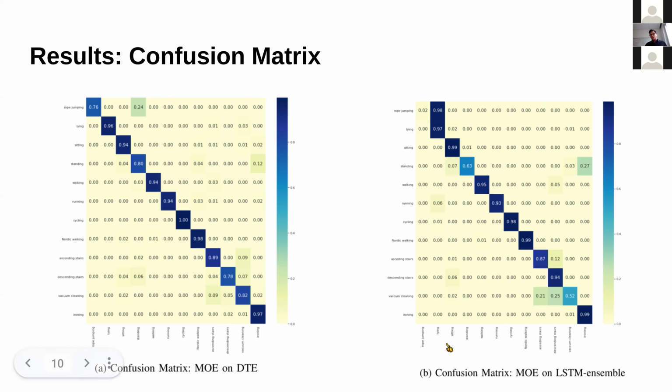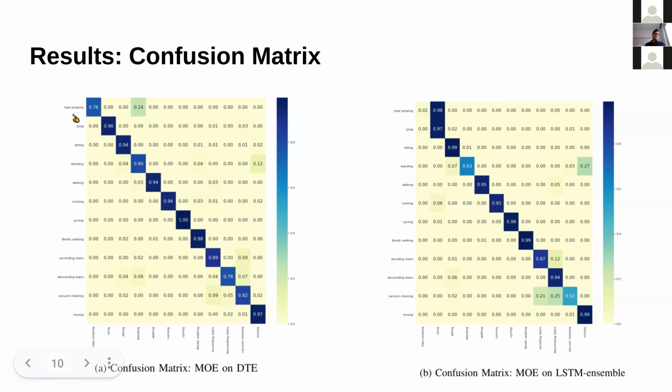So we can see that when we run this mixture of experts framework on a simple LSTM ensemble, which does not take into account the temporality, we cannot really do very well on rope jumping and the vacuum cleaning activity, because maybe there are some models which are actually good at recognizing vacuum cleaning and rope jumping, but we are not taking them into account, or we are assigning equal importance to them. And that's why some of the models which have a high rate of misclassification overshadow the overall prediction. For that, we get a high misclassification in these activities.